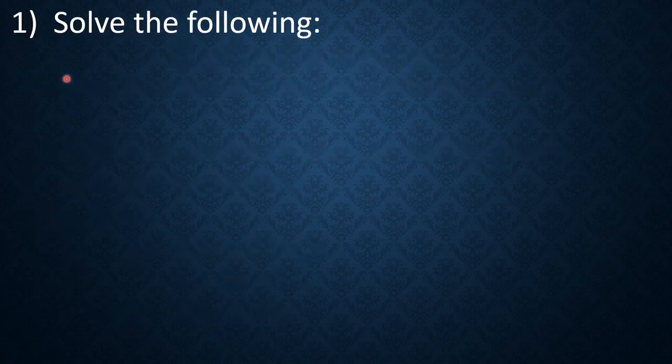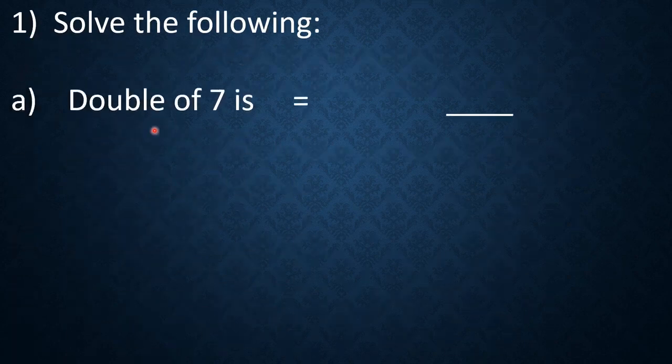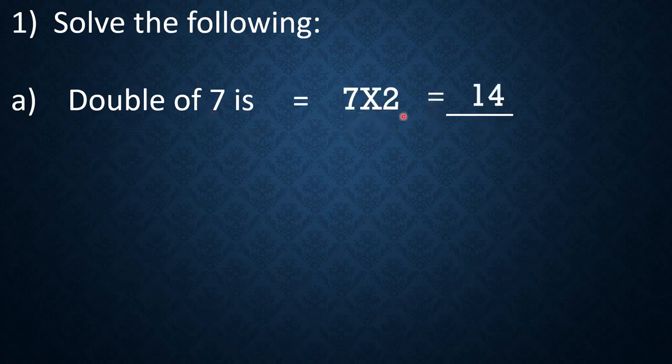Now in question number 1, solve the following. Double of 7 is equal to dash. So here beta, first we have to solve double of 7. So double of 7 means 7 multiplied by 2. So 7 twos are 14. Okay, so our answer is 14.